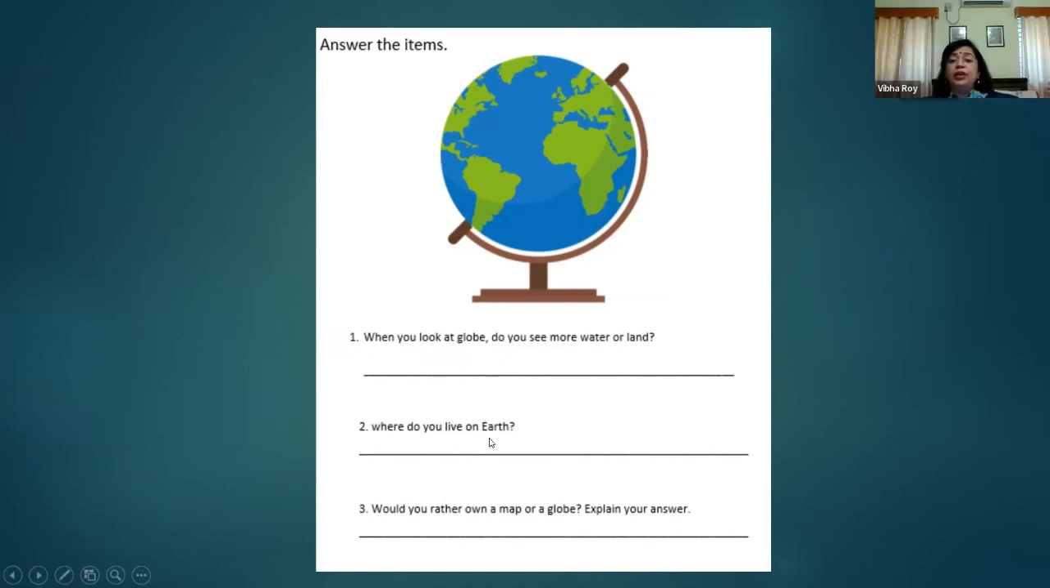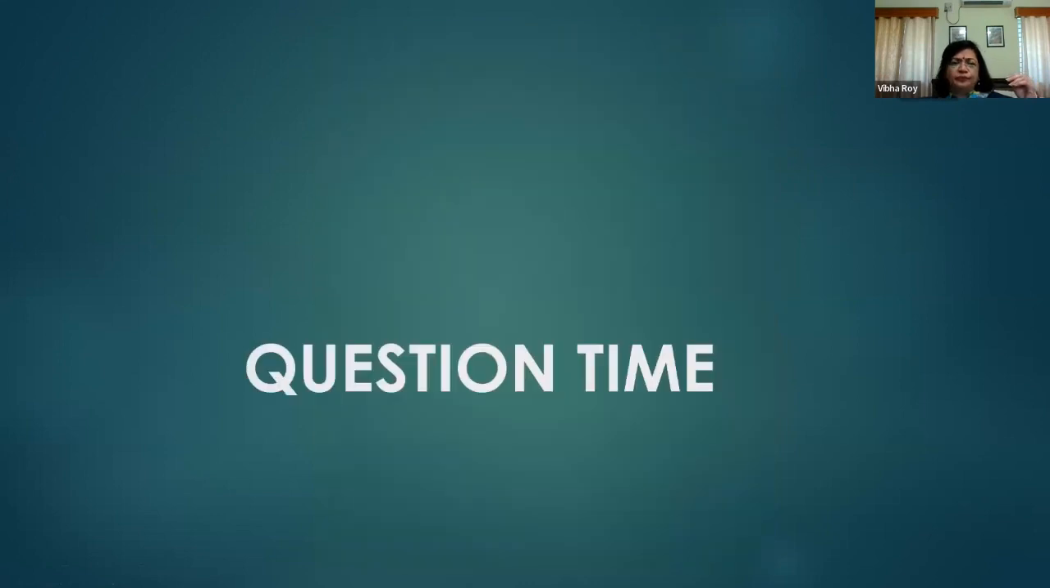Where do you live on the earth? Let them understand by looking at the globe where India is, how small India is in the globe, and in India, which city, which state we are living in. Would you rather own a map or a globe? Explain your answer. This you can have as an open-ended question. Some children may say map, some children may say globe. So let their ideas be open and let them give their reasons also.